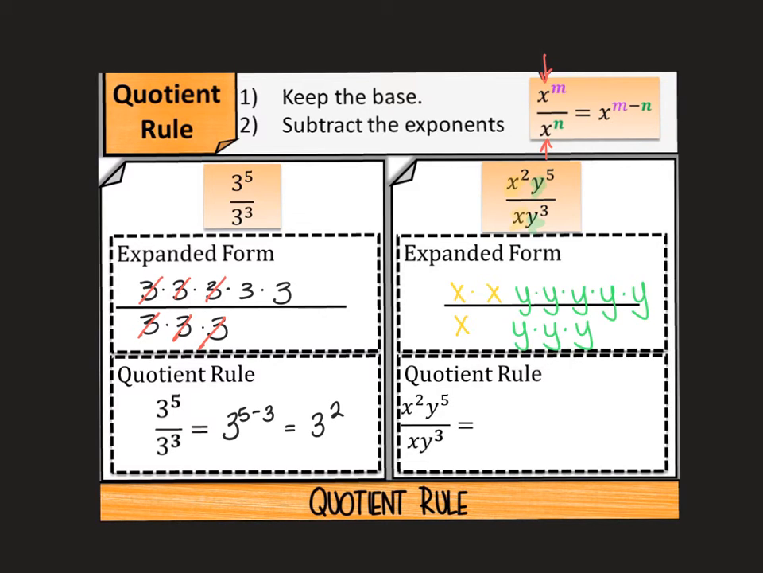When these cancel out, I have one x on the top, two y's on the top. So if I were to just use the quotient rule, I'm going to have x to the 2 minus 1, y to the 5 minus 3, and we just said that'd be 1 x, 2 y's. So xy squared.